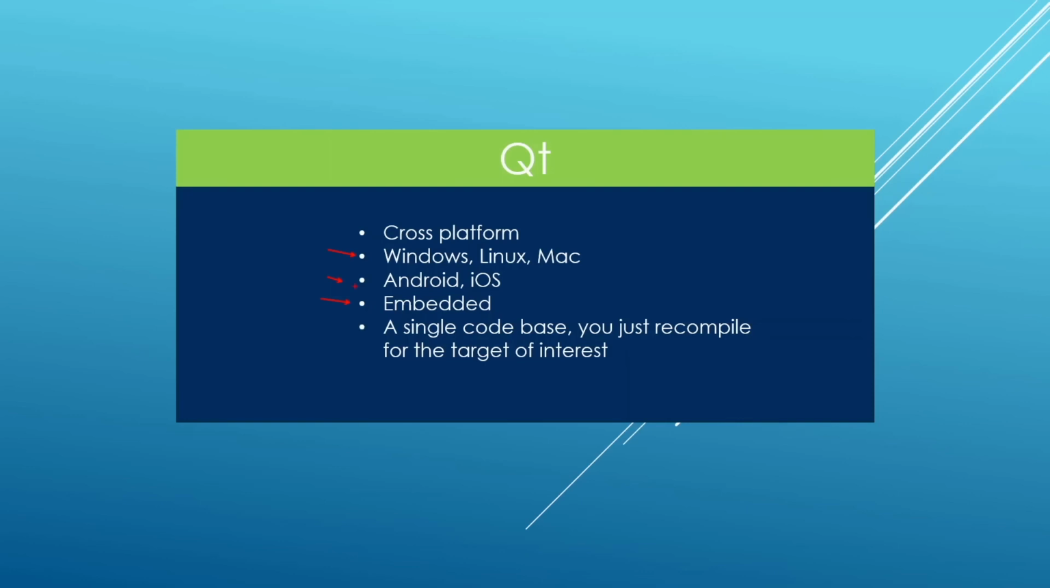So for example, if you write your application on Windows, if you want to generate a Linux binary, what you need to do is to recompile your code on a Linux machine, and that's going to give you a binary that can run on Linux. You can repeat the process on a Mac, and that's going to drastically reduce your development time because you basically write your code once and run it or recompile it for whatever target where you want to run your application.